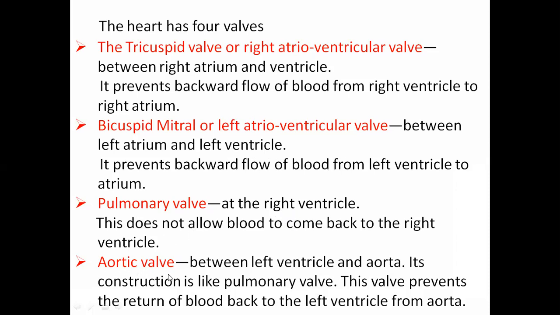And similarly, we have the aortic valve. It is between the left ventricle and aorta. So the end of the heart will be called the aorta. Okay, and its construction is like the pulmonary valve. The valves prevent the return of blood back to the left ventricle from the aorta. So the function of the valves is that they do not allow the blood to come back.